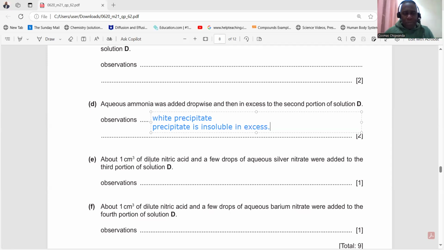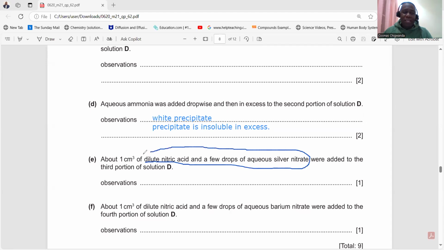About 1 cubic centimeter of dilute nitric acid followed by silver nitrate, okay? So this test by itself, once we have dilute nitric acid followed by silver nitrate, is a test for halides, okay? What do you mean by halides? We are looking at your chloride, okay? You are looking at your bromide, okay? You are also looking at your iodide, okay?